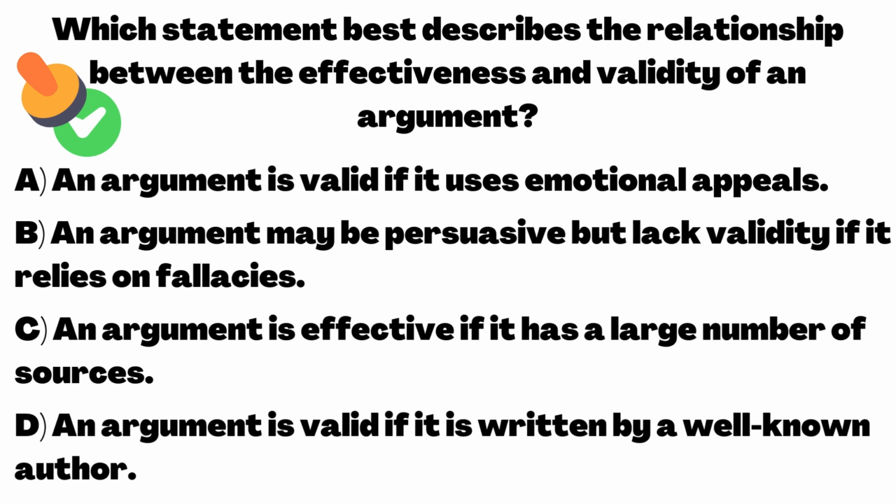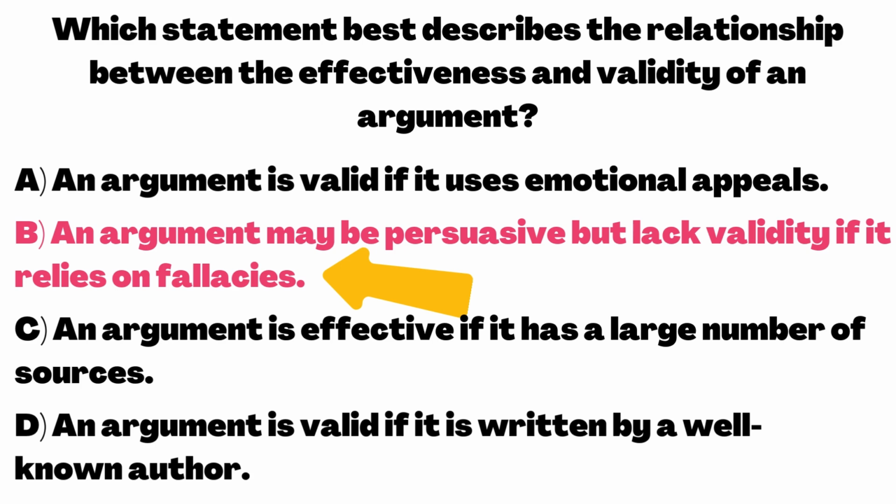Which statement best describes the relationship between the effectiveness and validity of an argument? A. An argument is valid if it uses emotional appeals. B. An argument may be persuasive, but lack validity if it relies on fallacies. C. An argument is effective if it has a large number of sources. D. An argument is valid if it is written by a well-known author. The correct response is B. An argument may be persuasive, but lack validity if it relies on fallacies.